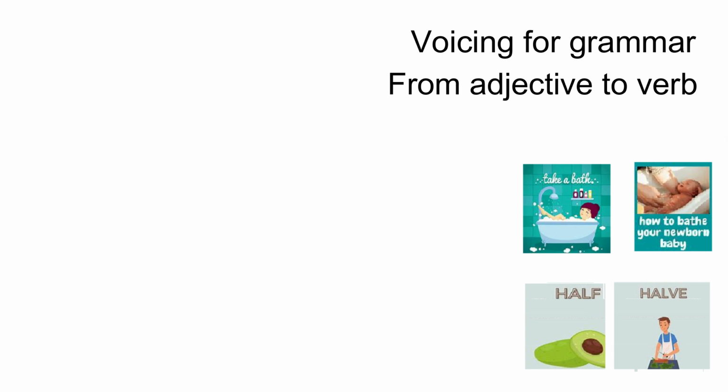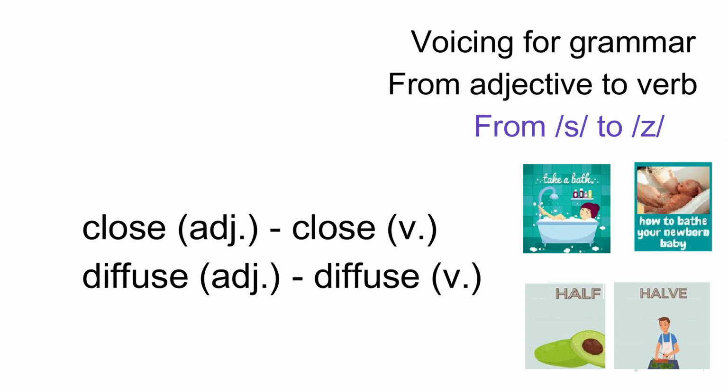From adjective to verb. In the following examples, the adjective and verb form have the same spelling but differ in voicing. From s to z. Close, close. Diffuse, diffuse.